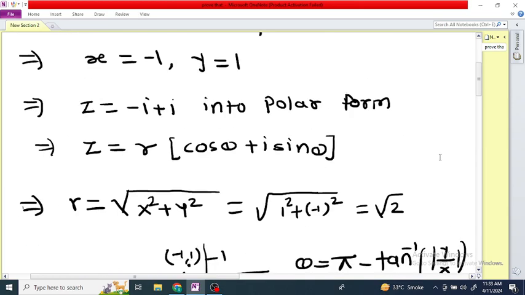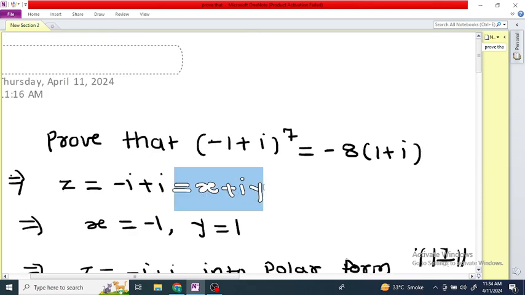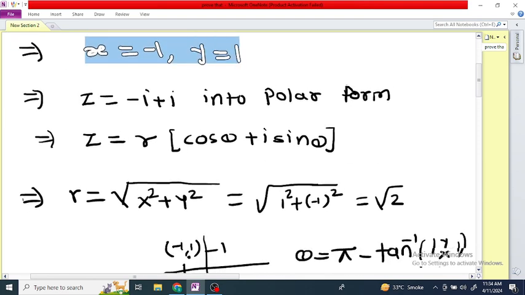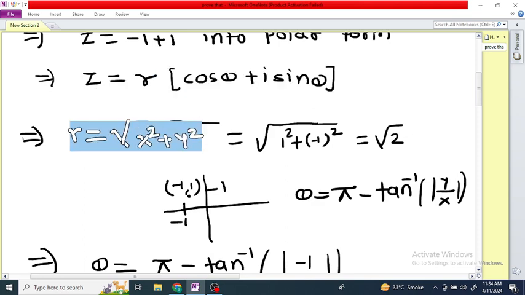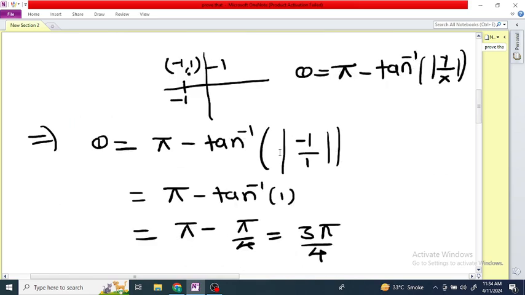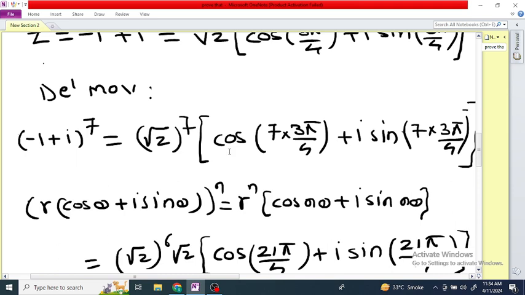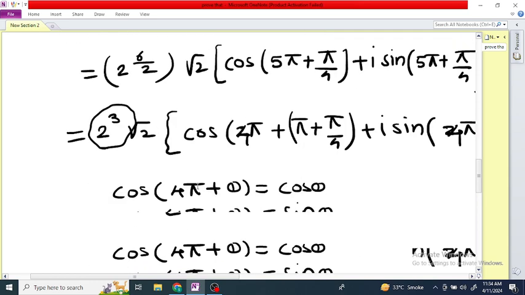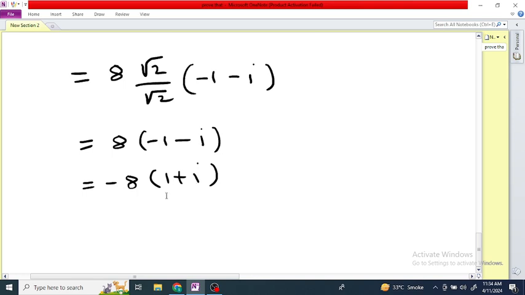So here, first we compare the complex number with x + iy, then we find the values of x and y. By using this we convert it into polar form, z = r (cos theta + i sin theta), where r is equal to the square root of x squared plus y squared, which is root 2, and we find theta, which is equal to 3 pi by 4. Then we use De Moivre's theorem to find (-1 + i)^7, which is equal to root 2 raised to 7, and we simplify using some trigonometric formulae to reduce the given expression, and finally we get -8 times (1 + i).